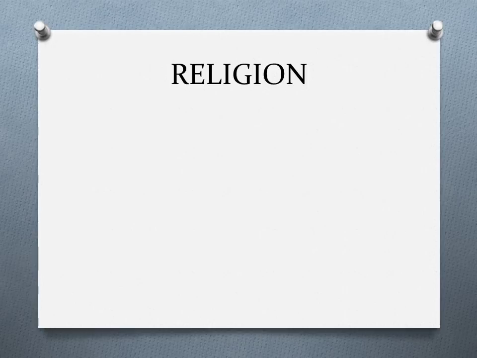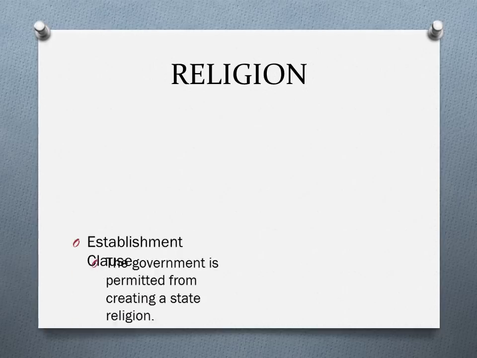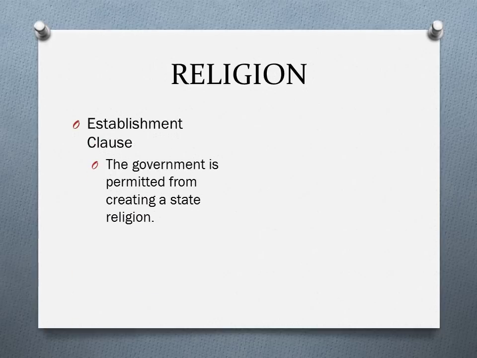Finally, let's look at the freedom of religion. The freedom of religion inside of the First Amendment is actually broken down into 2 different and distinct clauses, the first of which is known as the Establishment Clause. This is the idea that the U.S. government is not permitted to create a national or state religion that all of its people must abide by.